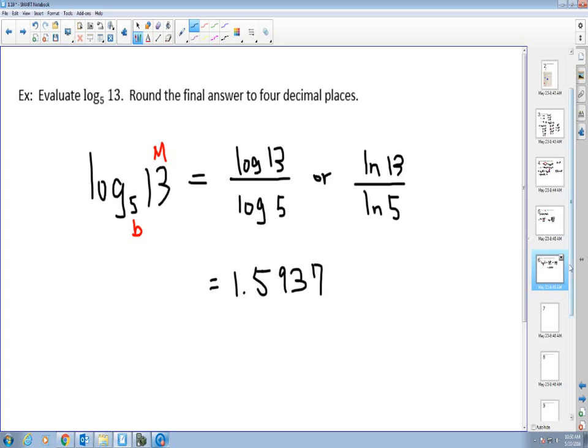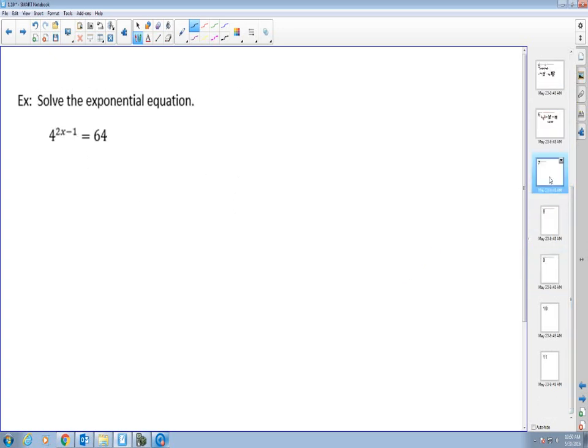Alright, let's turn our attention to solving exponential equations and logarithm equations. Let's do the exponential equation first. I'm pretty much going to use the same property as earlier. Just like this equation, this is an exponential equation. I'm going to try to make the base the same. Earlier I showed you that 64 can be written as 4 to the 3rd power. So this is 4 to the 2x minus 1 equals 4 to the 3rd.